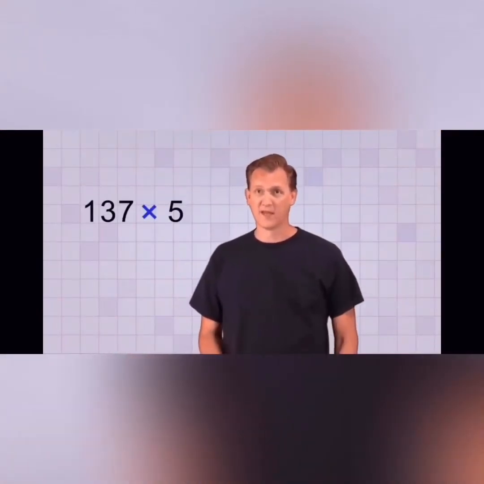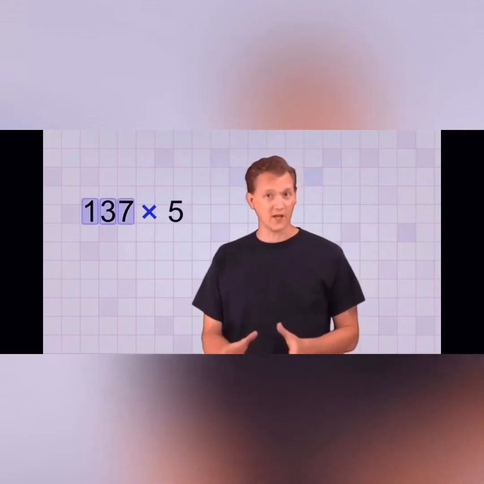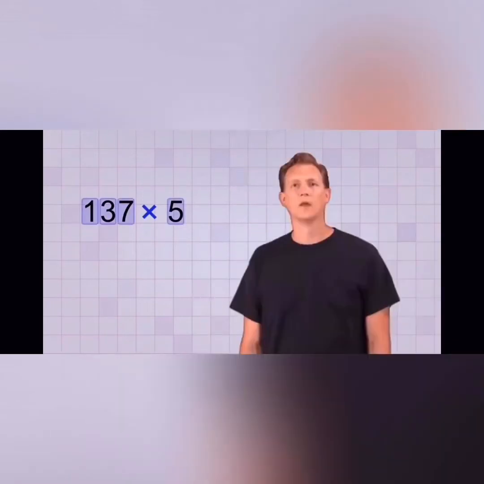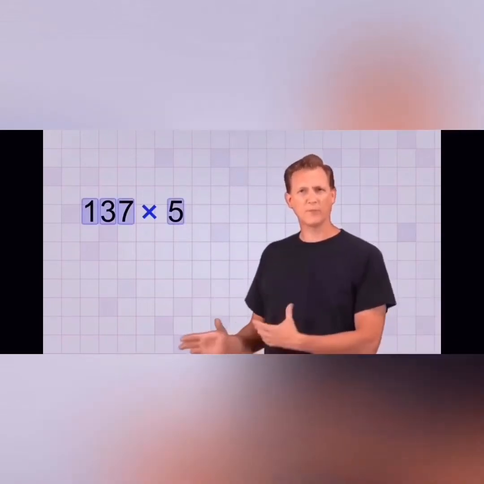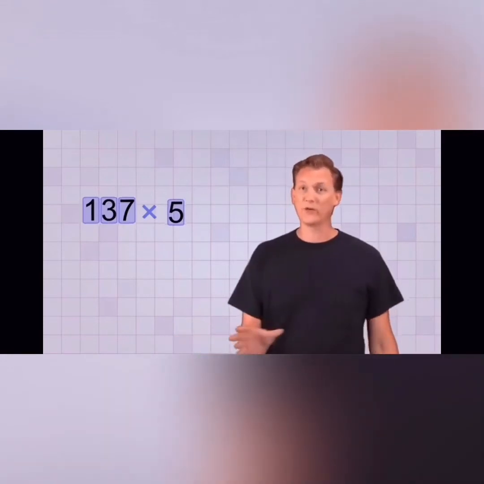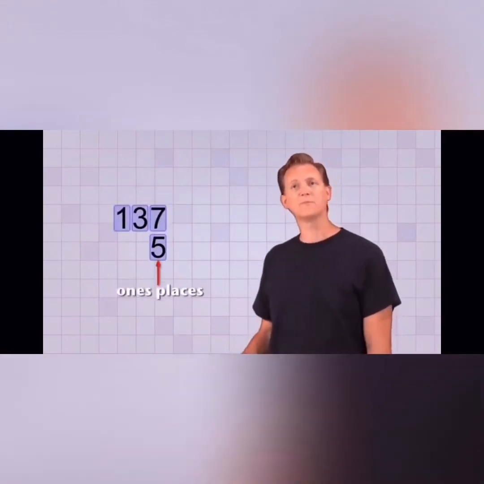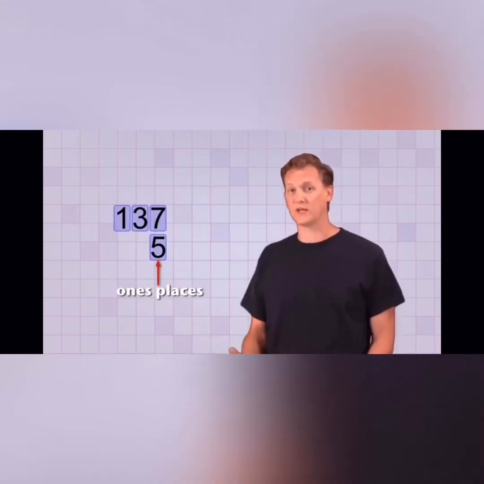Okay, the best way to learn this is to jump right in. Let's try 137 times 5. Now as you can see, this is a 3-digit number times a 1-digit number. When you're given a problem like this, where the numbers are written side by side, you need to rewrite it in stacked form, with the ones places lined up the way we did with addition and subtraction.